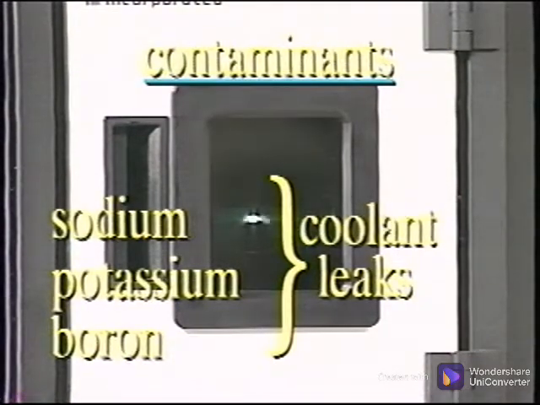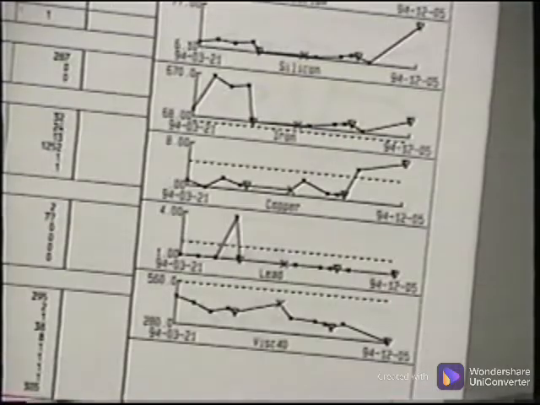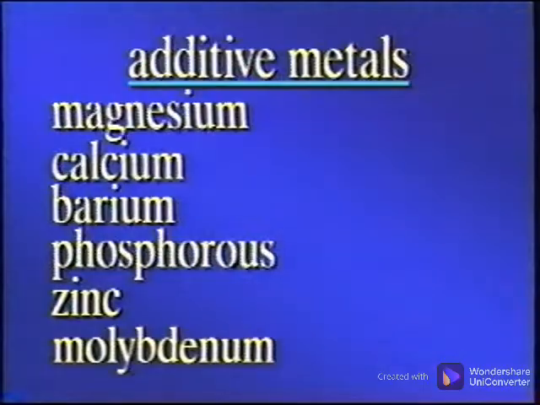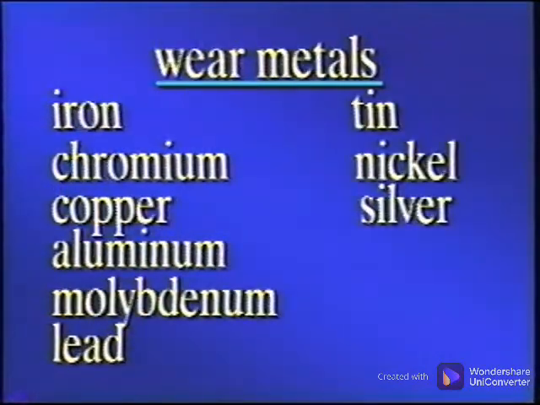Contaminants such as sodium, potassium, and boron are indicative of coolant leaks, while silicon is from dirt getting into the system. Additive metals in the fluid can indicate the level of degradation by measuring the depletion of the elements that make up the additive package and trending it over the sample periods. Common additive metals are magnesium, calcium, barium, phosphorus, zinc, and sometimes molybdenum. Wear metals detected are iron, chromium, copper, aluminum, molybdenum, lead, tin, nickel, and silver.